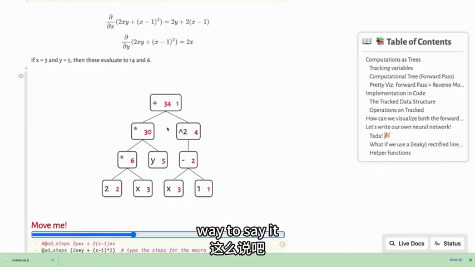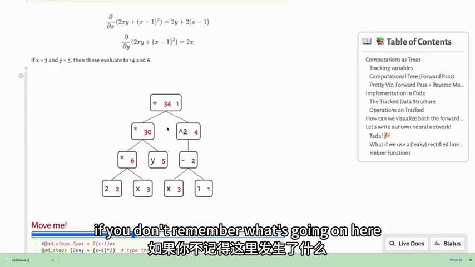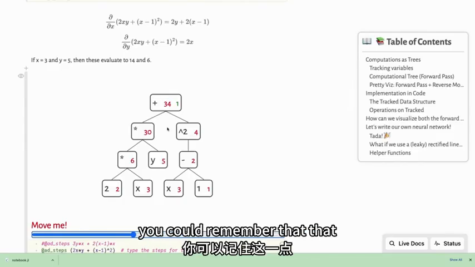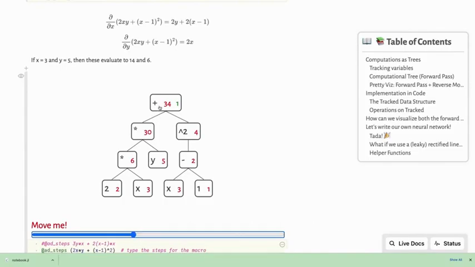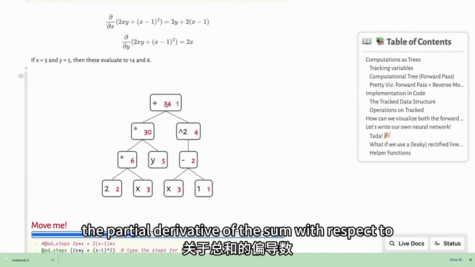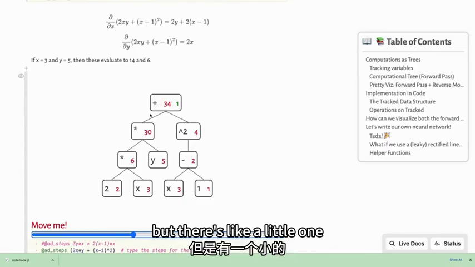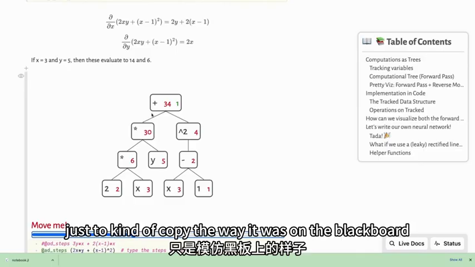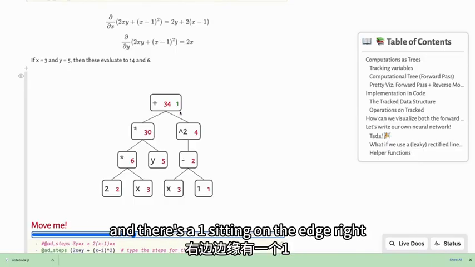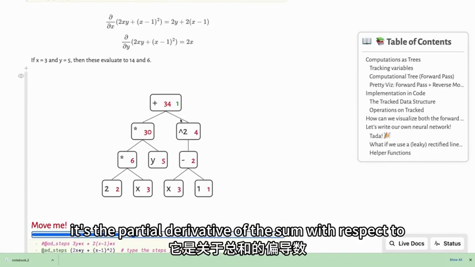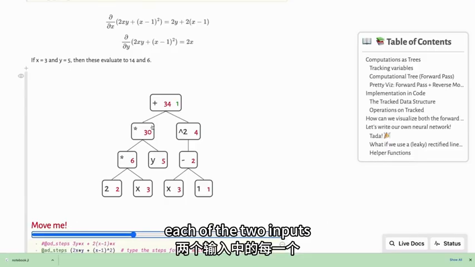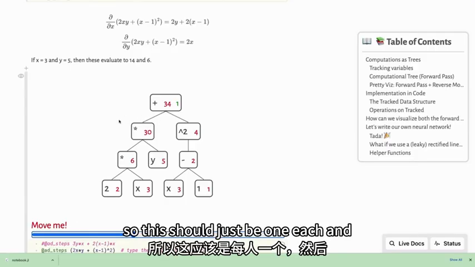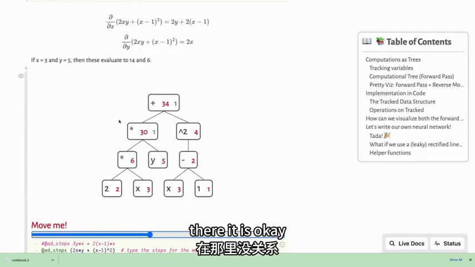One way to say it, if you don't remember what's going on here, is that the partial derivative of the sum with respect to this number is always 1. There's a 1 sitting on this edge, and there's a 1 sitting on the other edge, just like on the blackboard. It's the partial derivative of the sum with respect to each of the 2 inputs. So this should just be 1 each, and there it is.